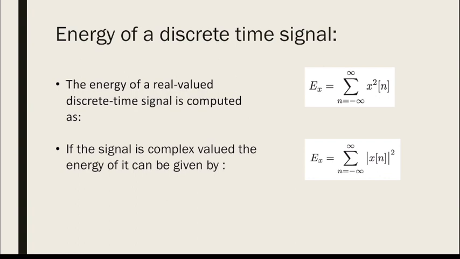And when we compare it with continuous time signals, we can see that there's a difference: here in discrete time signals we have the summation, but in continuous time signals we have the integral, and usually it's the same limits, from negative infinity to infinity.